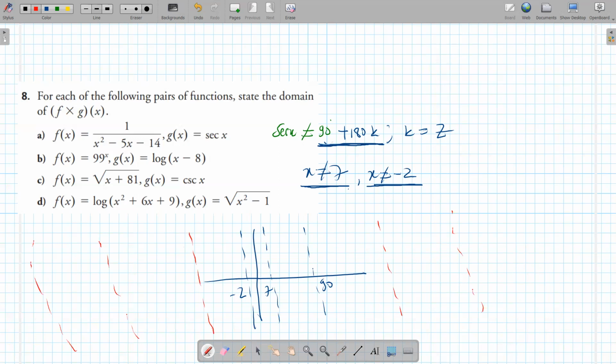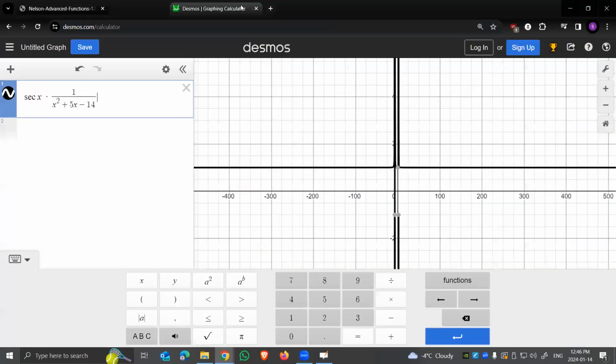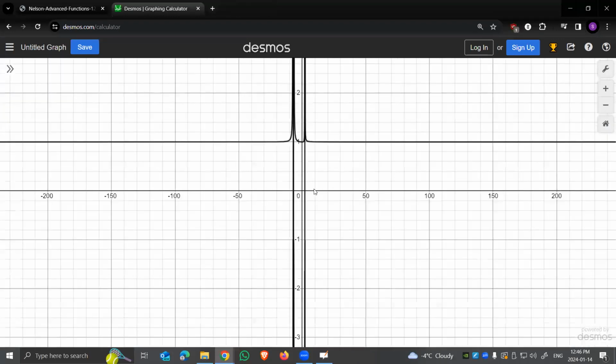Just times... what am I multiplying this with? X squared plus 5x minus 14. It looks super weird. It looks something like this. I don't even know how to describe this pattern.